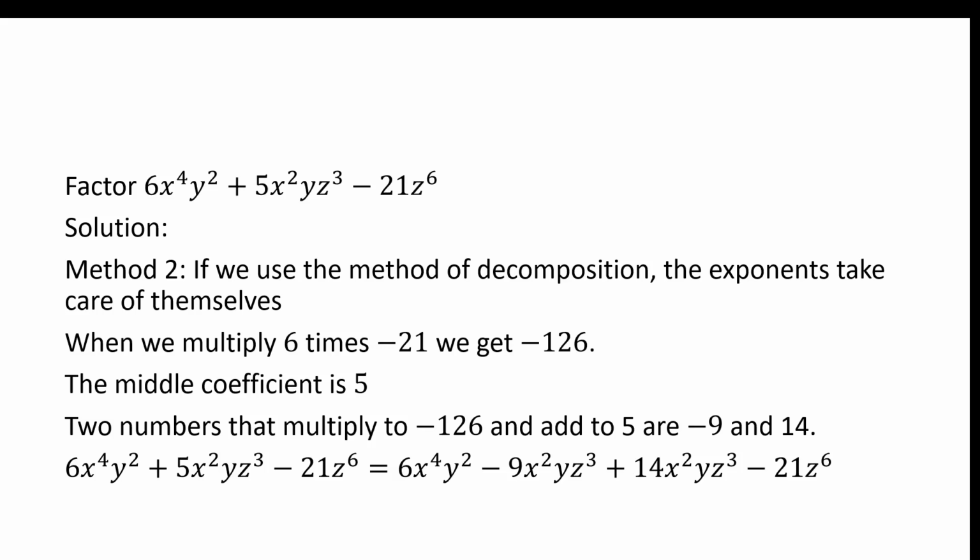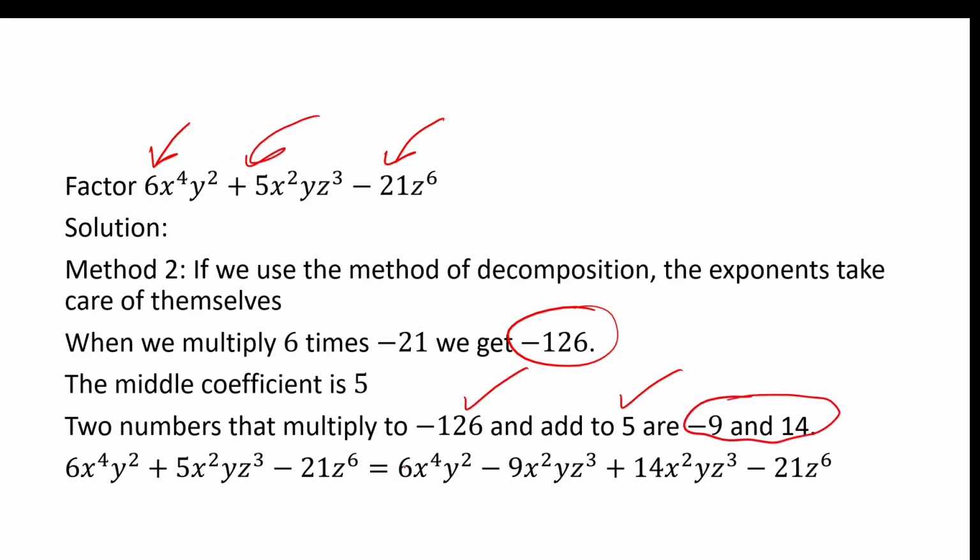Okay, now if all of that, again, as I said earlier, is kind of confusing, then you just use the method of decomposition. So what you can do is take this 6 and this negative 21, multiply them together, get negative 126. Now we're going to look for two numbers that multiply to negative 126 and add to 5, because the middle term is 5. Those two numbers are negative 9 and positive 14.